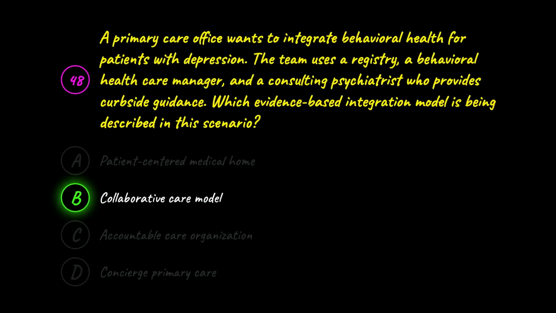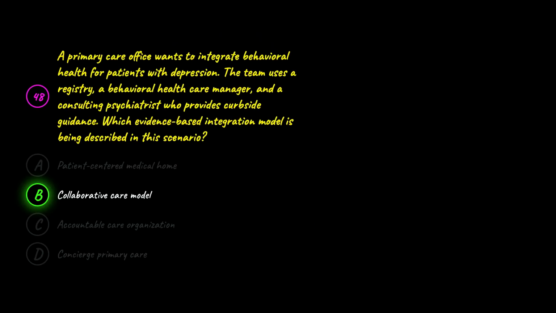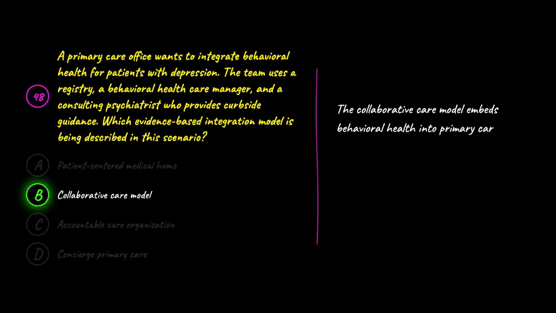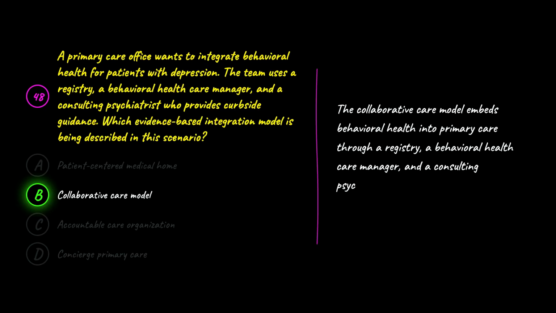The correct answer is B. Collaborative care model. B is correct because the collaborative care model embeds behavioral health into primary care through a registry, a behavioral health care manager, and a consulting psychiatrist who provides curbside guidance, supported by specific monthly CMS billing codes.